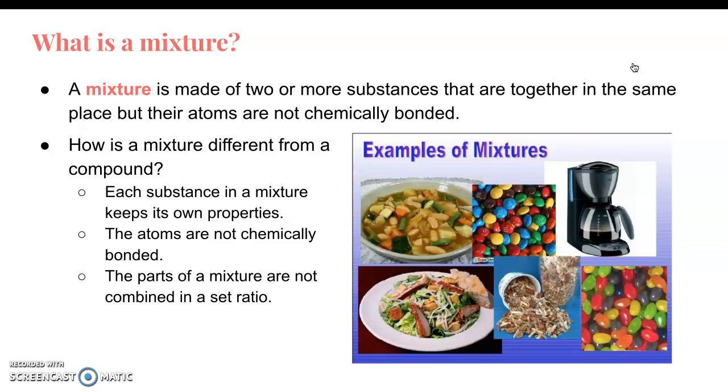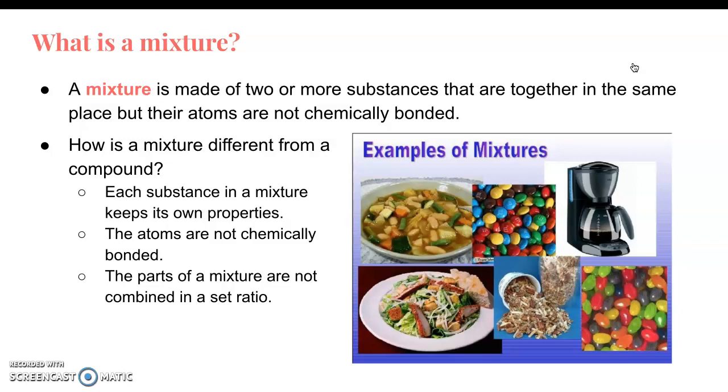So a mixture is different from a molecule in that when you chemically bond atoms in a molecule, say for instance with water, when we bond two hydrogen atoms with an oxygen atom and it becomes a molecule of water, the characteristics of that molecule are different than the characteristics of the atoms that make it up. So hydrogen and oxygen are both gases at room temperature, but water, as you know, is a liquid. So when they come together, they change into something new.